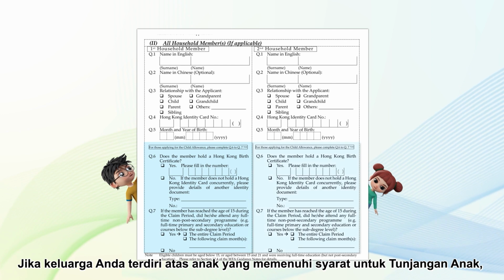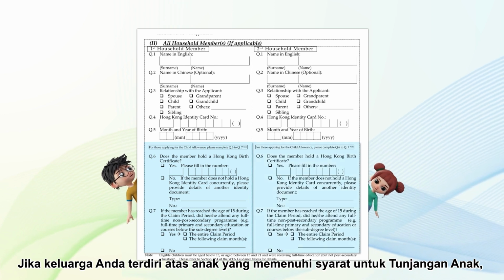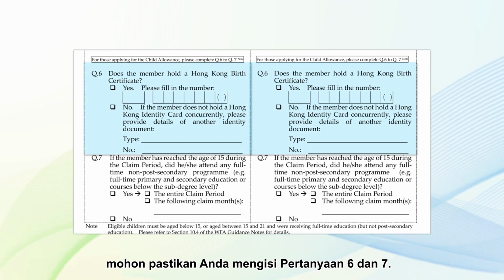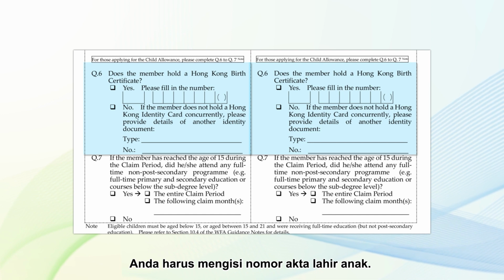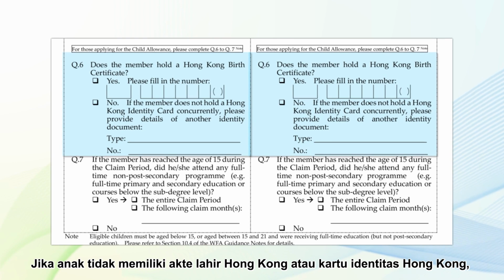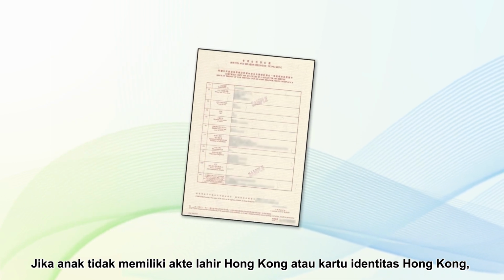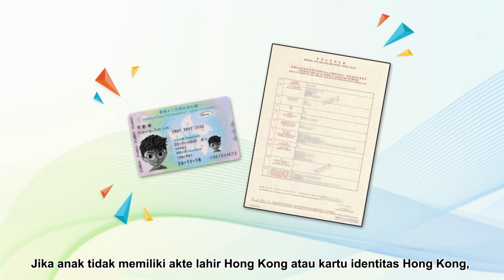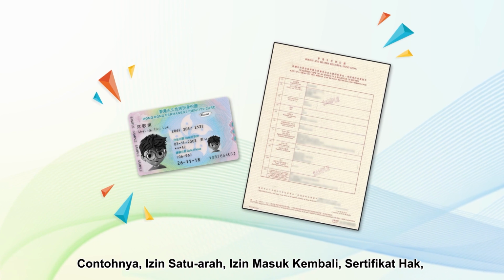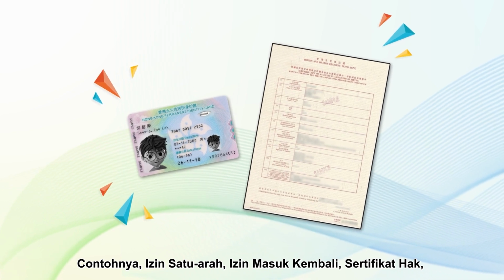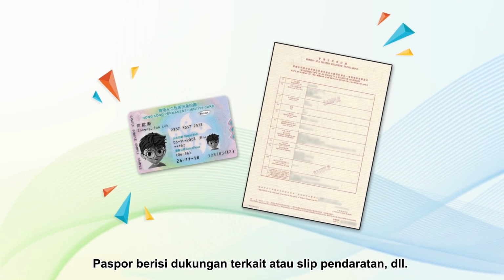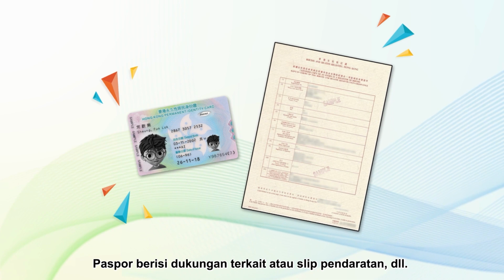If your household has children eligible for a child allowance, please make sure that you complete questions 6 and 7. You must fill in the birth certificate numbers of the children. If the child does not hold a Hong Kong birth certificate or Hong Kong ID card, other documentary proof must be provided. For example, one-way permit, re-entry permit, certificate of entitlement, passport with the relevant endorsement and landing slip, etc.